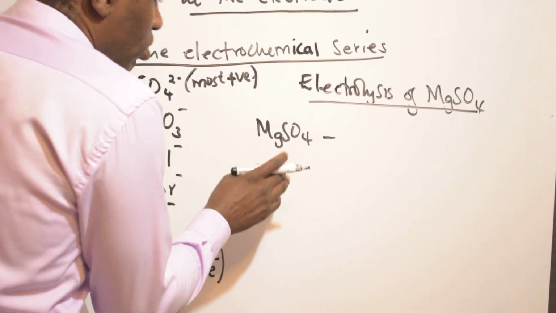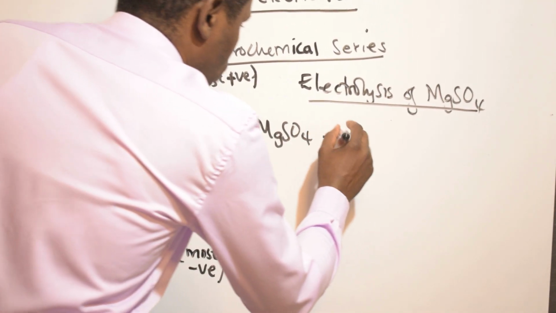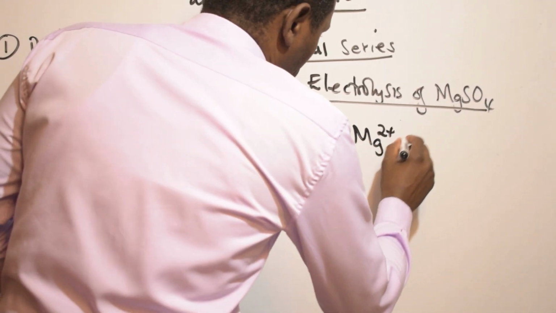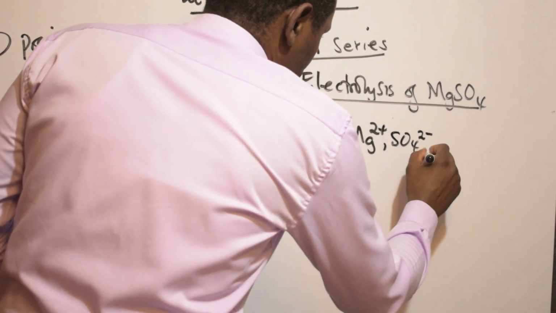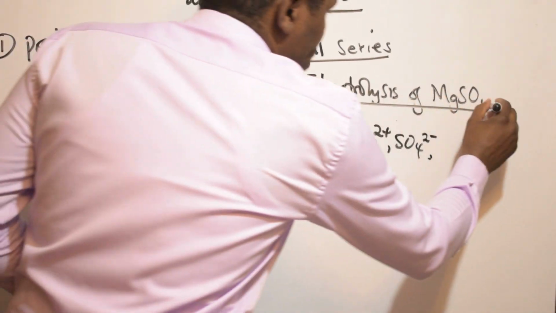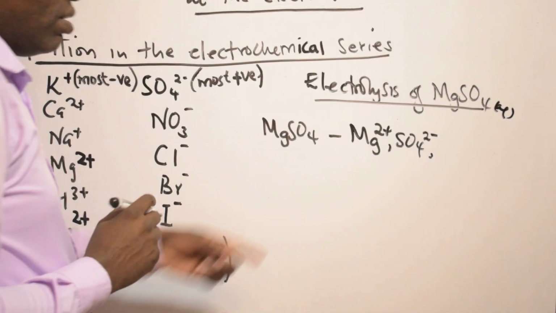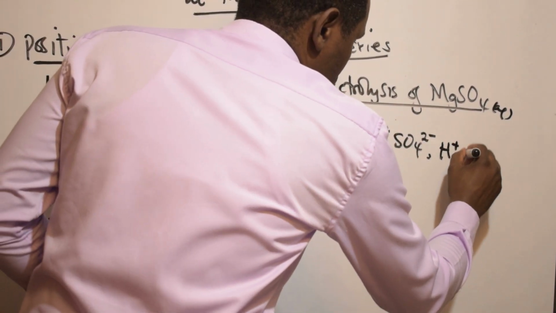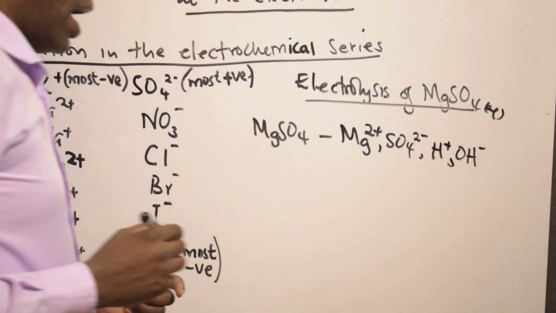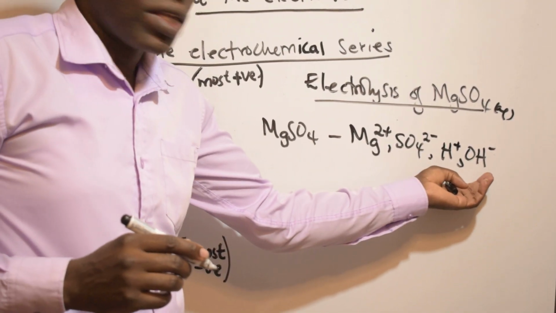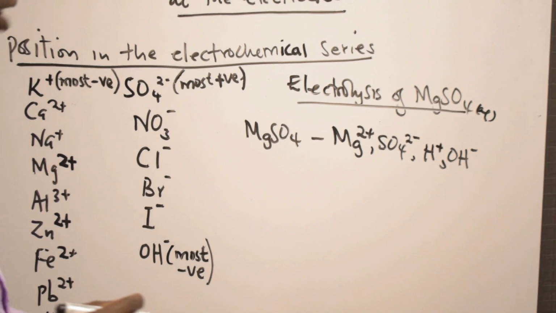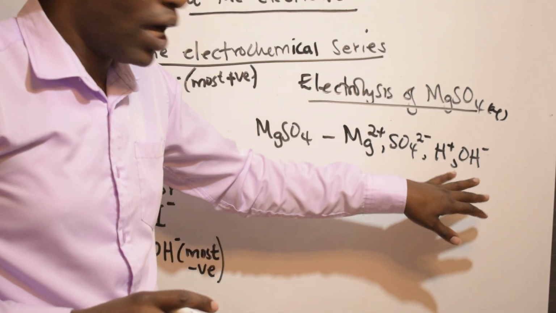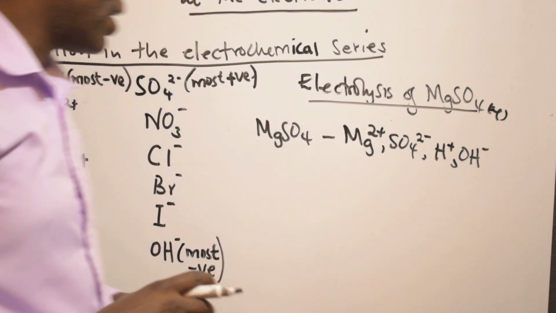Definitely, from magnesium sulfate we are going to have magnesium ions. We are obviously going to have the sulfate ions. And this one being an aqueous solution, every time you hear of aqueous solution, we have hydrogen ions and we have hydroxide ions. These come from water. Don't forget, I just mentioned that water is a weak electrolyte and can dissociate partially into hydrogen ions and hydroxide ions.